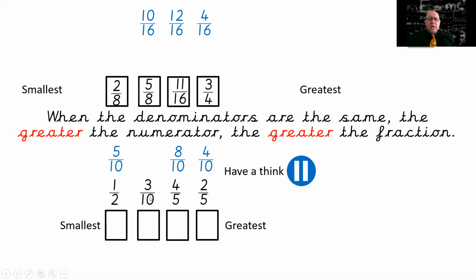So our smallest is going to be the 3/10. Our next will be the 4/10, which is 2/5. 5/10 comes next, which is the half, and 8/10 is the largest.